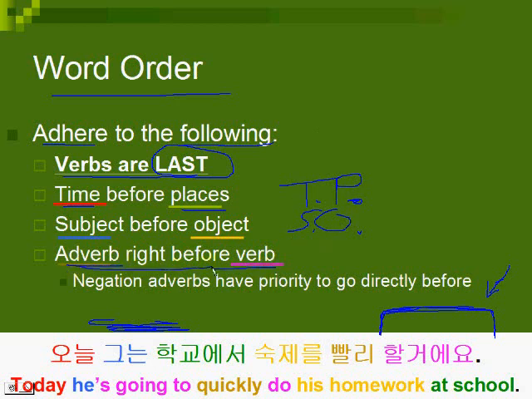Adverb right before the verb. So adverb describes the verb. Korean is making these things logical. Put what's describing it right before it. Okay? So 빨리 means quickly, and this verb is 하다, to do. I put it in the future, which you're going to learn later. 빨리, quickly. 하다, to do. So quickly going to do. 빨리 할 거요.